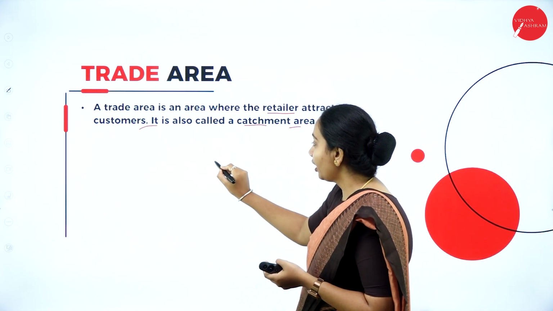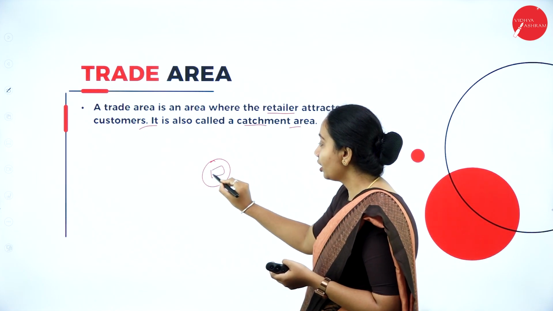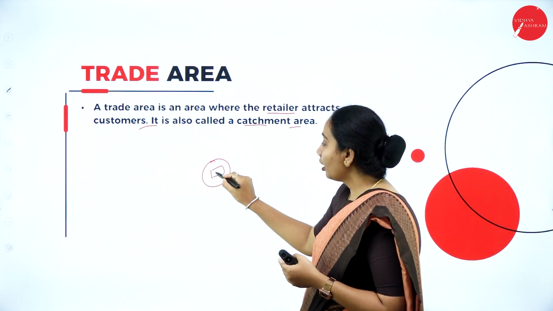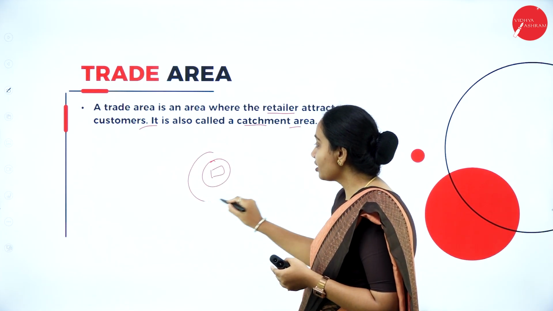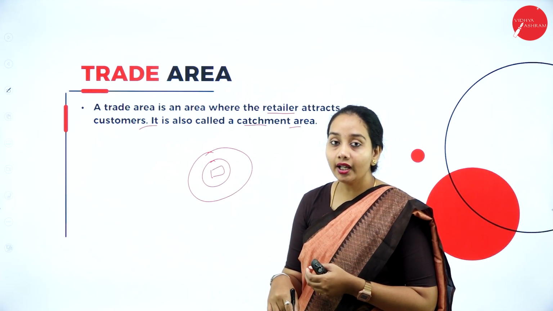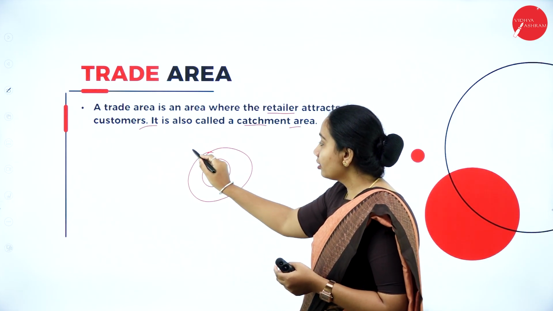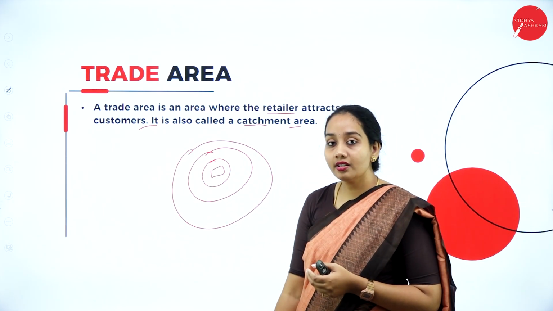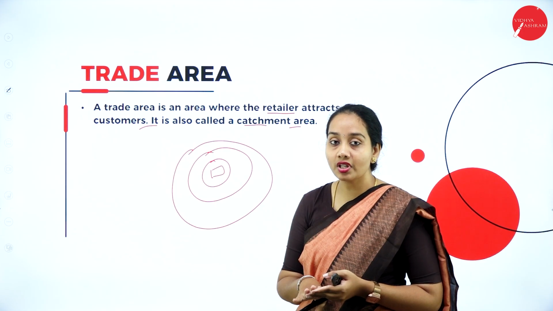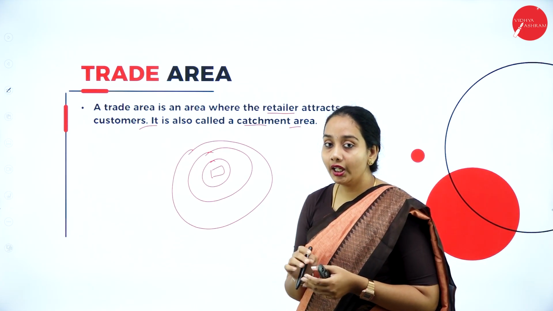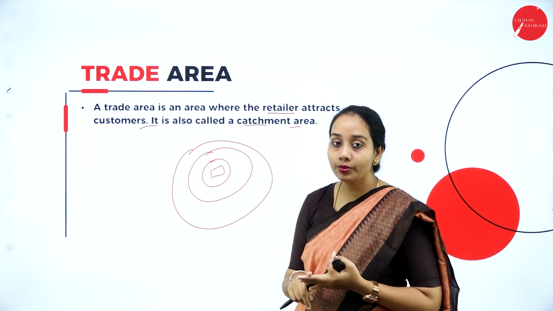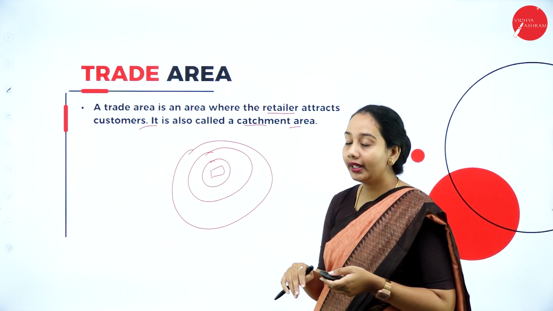First is the primary area, wherein your retail location is situated, the exact location of your retail layout. That is called the primary trade area. Next is the secondary area, that means the premises in and around your retail location, which is called the secondary trade area. And last is the fringe area, the overall market of the retail location where you have started, which is called the fringe area. So these are the three types: primary trade area, secondary trade area and fringe trade area.